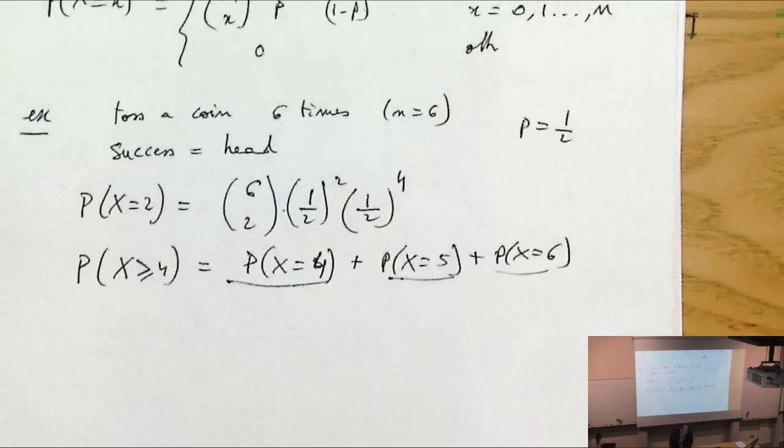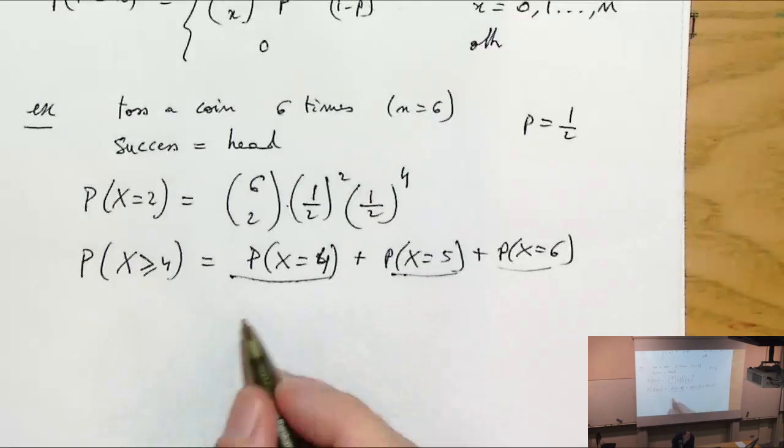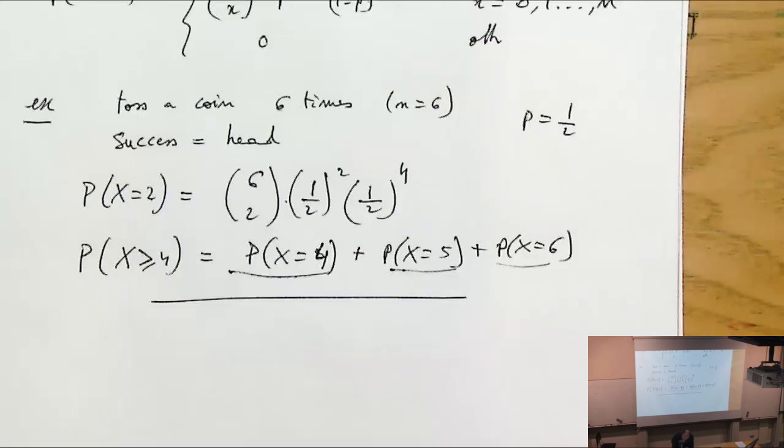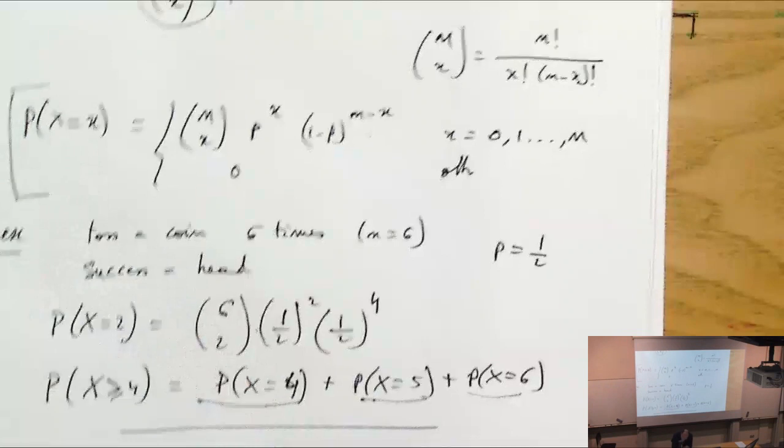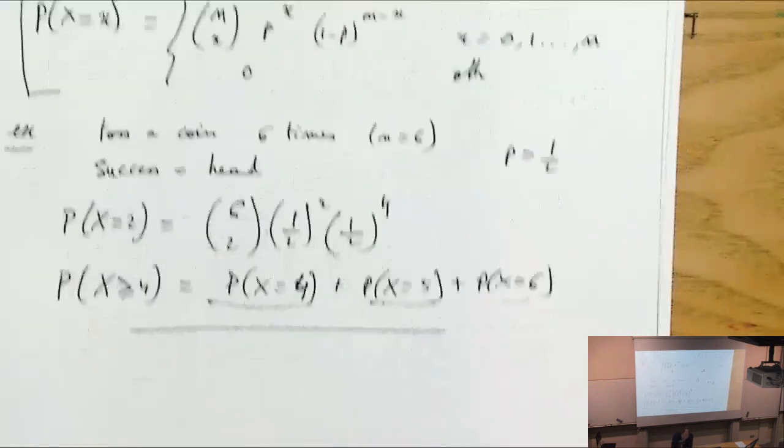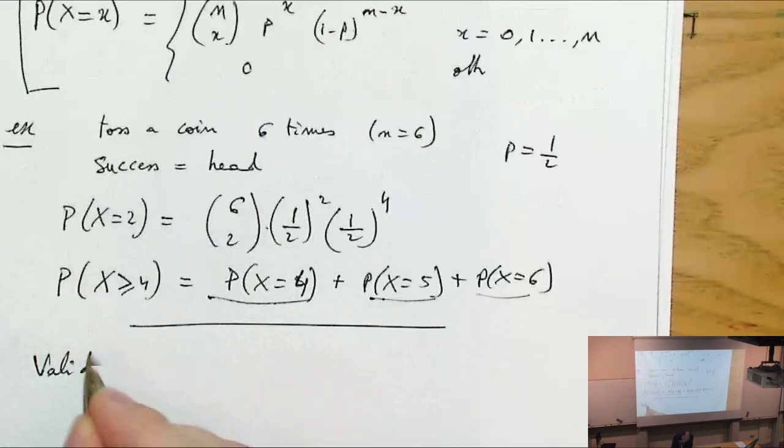And this is what we're going to do just in a minute. So before computing the expectation of x and the variance of x, the first thing I want to identify is whether this probability mass function here is indeed valid. So is that a valid probability mass function?